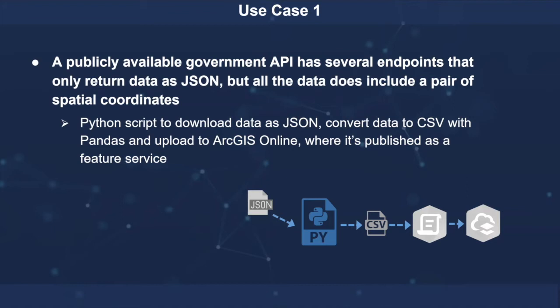So the solution here is to take a Python script. You grab your JSON, you convert it to a CSV with pandas, and then you upload to ArcGIS Online, where ArcGIS Online will recognize it as a CSV. It does a really, really good job of locating the spatial pieces of the data and creating a feature service out of it.